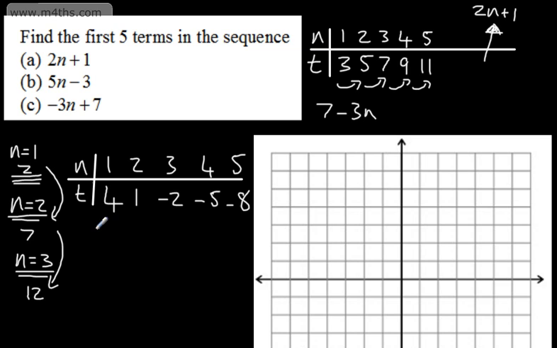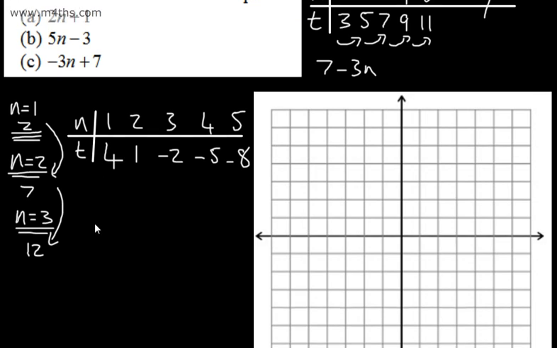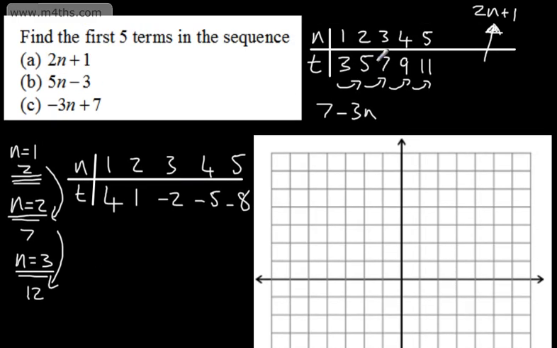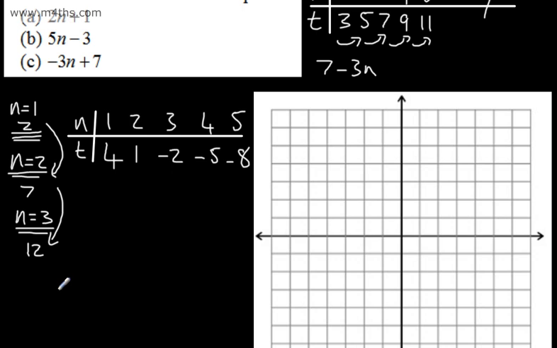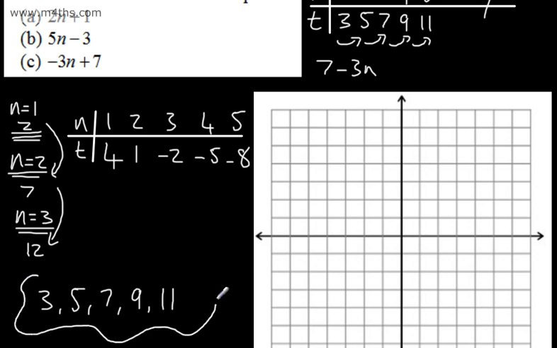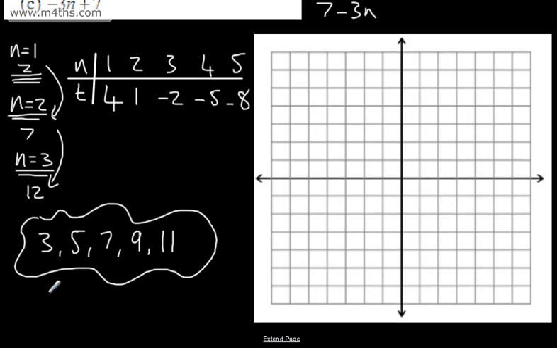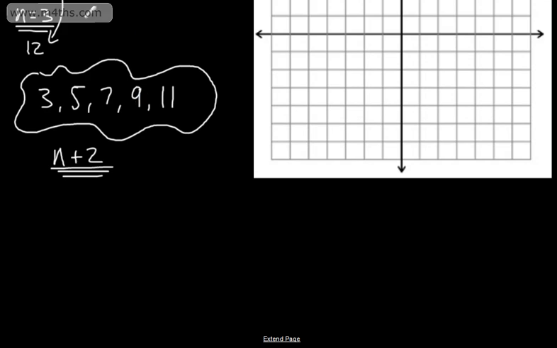So what we're going to do now is look at working the other way. So let's say we were given these terms. So we've got 3, we've got 5, we've got 7, we've got 9, and we've got 11. We might be asked to find the nth term of this sequence. A common error is students write it's n plus 2. N plus 2 is not the sequence. It is increasing by 2 each time, but it's not n plus 2.